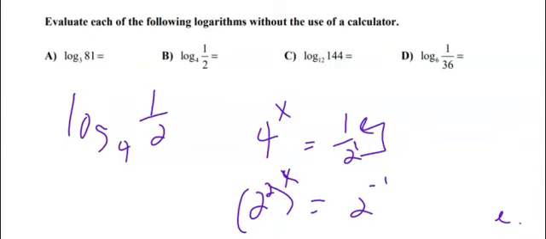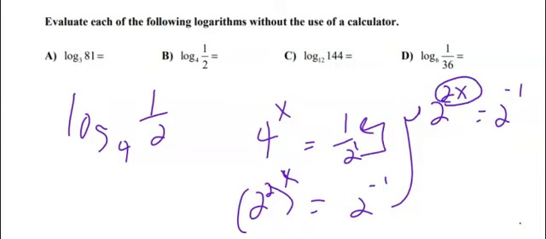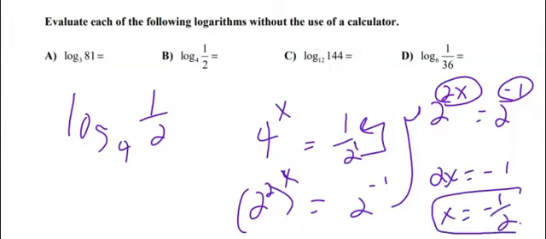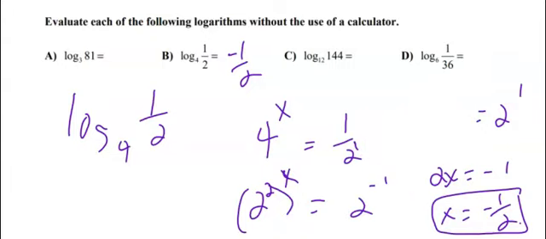So basically what we now know is, I'm going to rewrite all of this. 2 to the second to the x means 2 to the 2x equals 2 to the negative 1. Hope you can follow that. I now know that 2x has to equal negative 1. So if I divide by 2, I get x equals negative 1 divided by 2. So this value is negative 1/2. And I'm going to show you how to check that with your calculator later, but that's how that works.